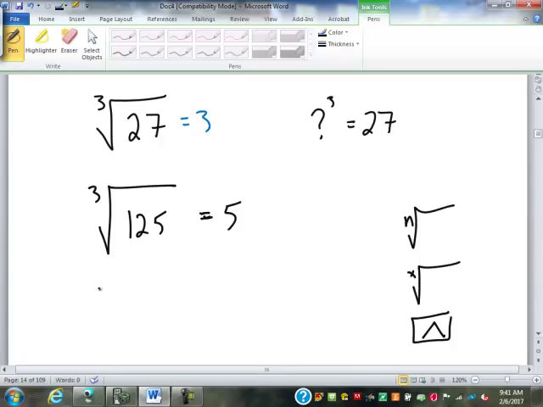What you would do is you would type in the 3, then you'd have to hit second, and then you'd press whichever key has that on it. Then you'd type in the 125 and hit equals. It'll spit out the 5.